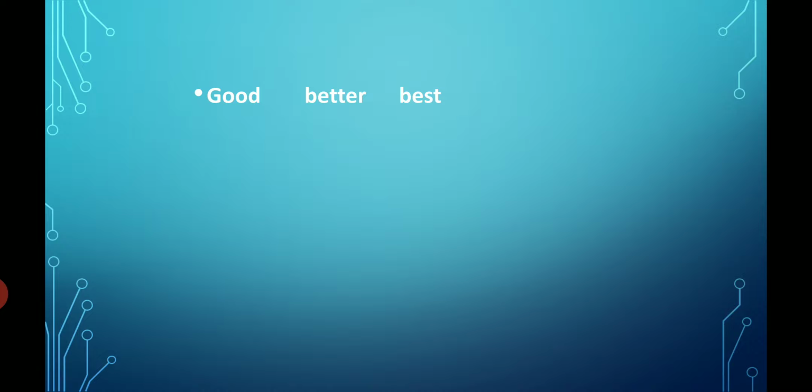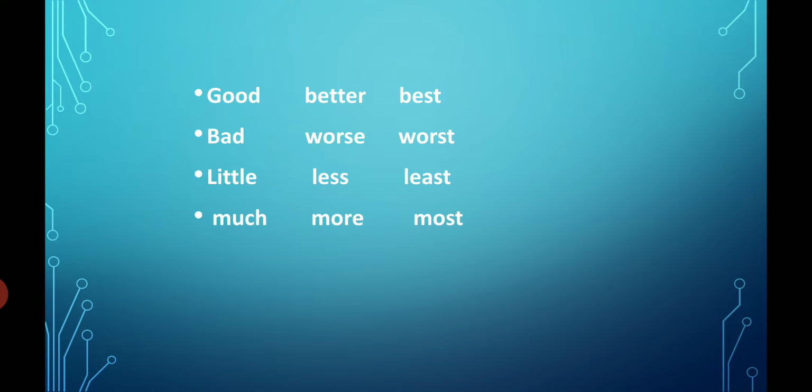There is one more way when we try to compare things. Like in this, the teacher always says you have done a good work. But to improve, they say you can do much better. But if your work is extremely good, then they say this is the best work. So the three ways to compare the good work are good, better, and best. The same thing happens with bad work also. Bad, worse, and worst. Little, less, least. Much, more, most.